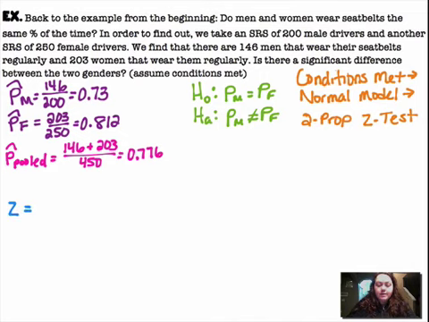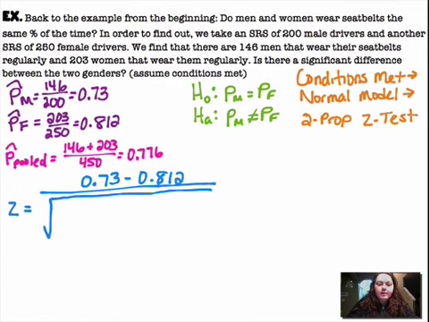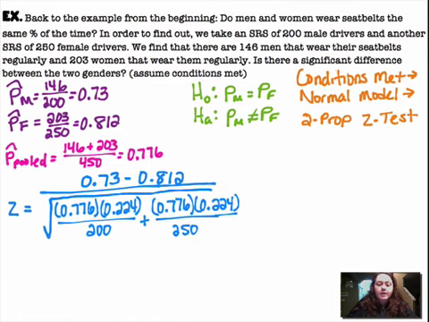So to find z, it's going to be our mean, which is the difference between the two p hat values. So 0.73 minus 0.812 divided by the standard error using the pooled value. So 0.776 times 1 minus that, which is 0.224, divided by 200, plus the same top piece, because I'm using the pooled p hat value, but this time it's divided by the other n value, which is 250. When I plug that all in my calculator, I get negative 2.072. So that's my z-score. Now I need to find my p-value.